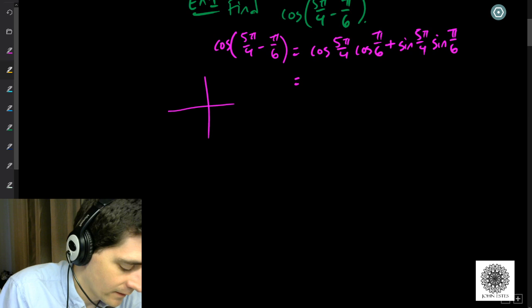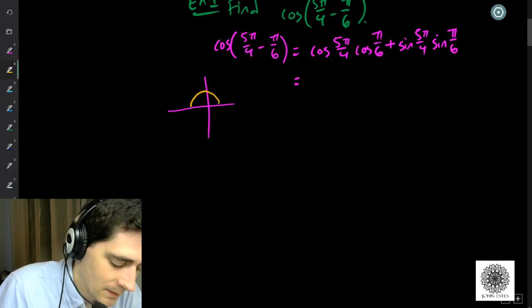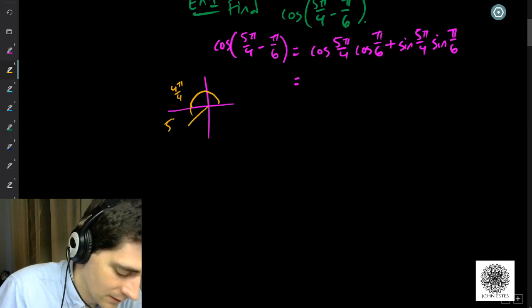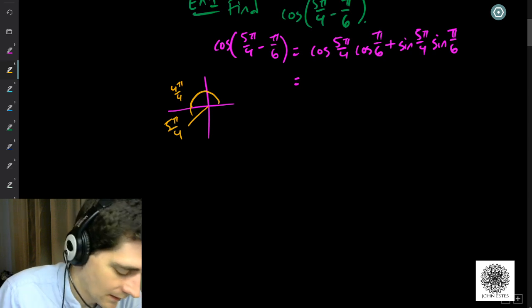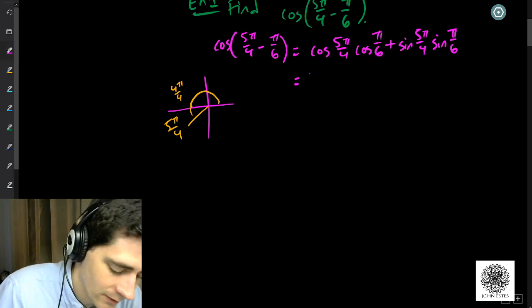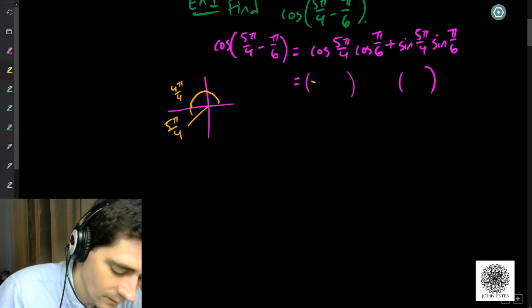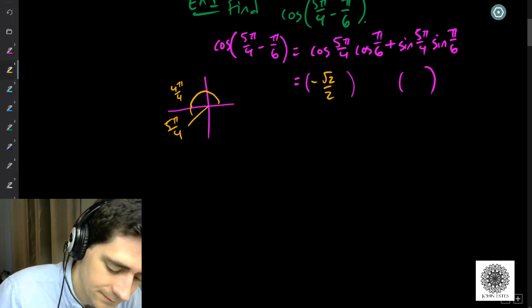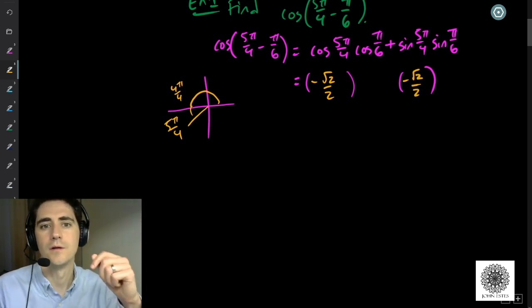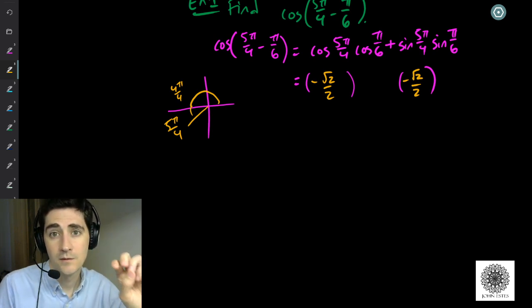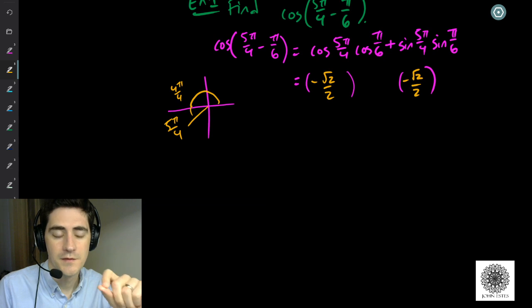So I think 5 pi over 4, well, 1 pi is 4 pi over 4. So 5 pi over 4 is down here somewhere in the third quadrant, which tells me that these are both going to be negative root 2 over 2. Right, they're both negative root 2 over 2. And we remember that because sine and cosine of pi over 4 are both square root of 2 over 2.